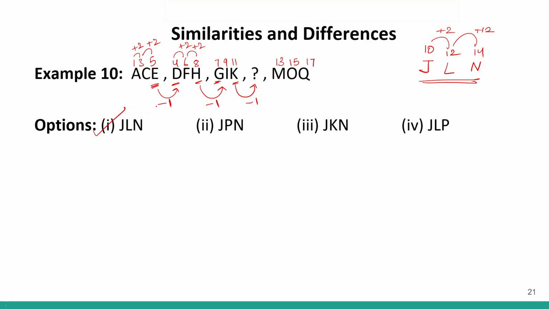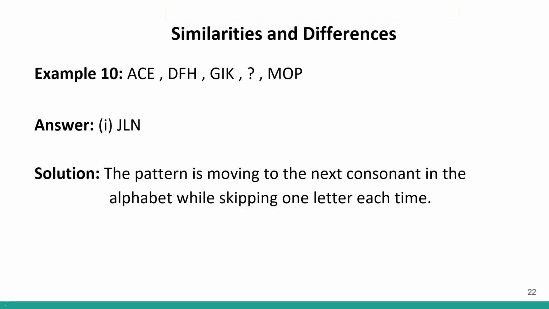Let us see if this is in correct logic with the next term. So here from N, to obtain the next term, we have to go -1 position, which will give us M. So again, it follows the same logic. Hence, our answer will be option number 1, J, L, and N.